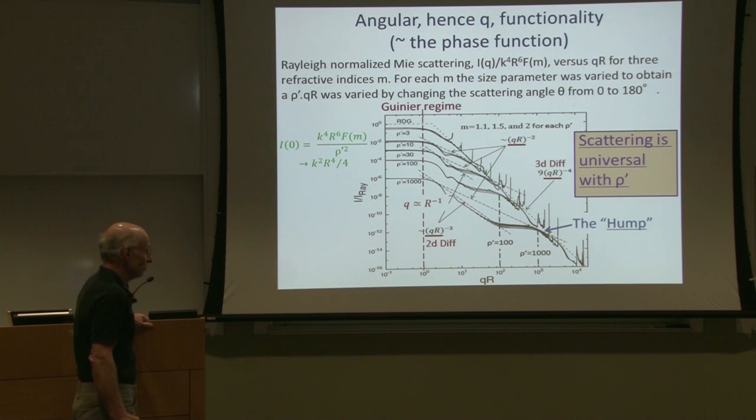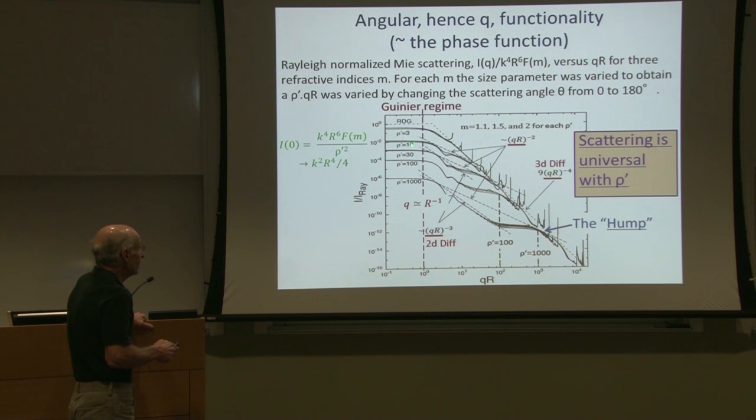Now, it's full of detail. Here is the scattered intensity as a function of angle, right? Divided by the Rayleigh scattering. Here's the diffraction limit, the dashed line. Here are different rho prime values. But these rho prime values have 3 different refractive indices. So of course, what we're doing is changing the size as well.